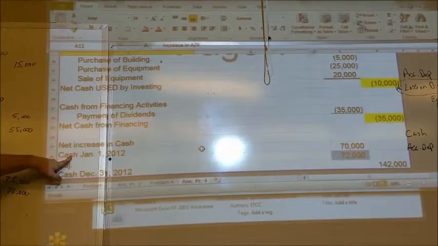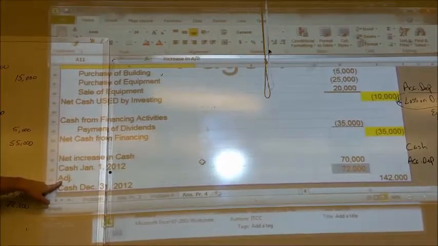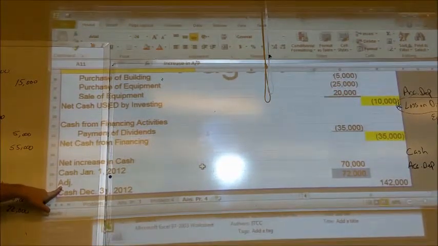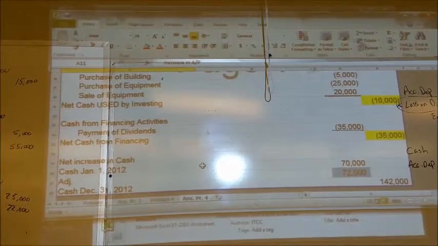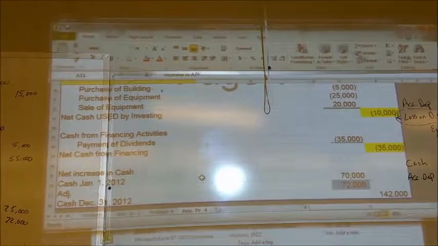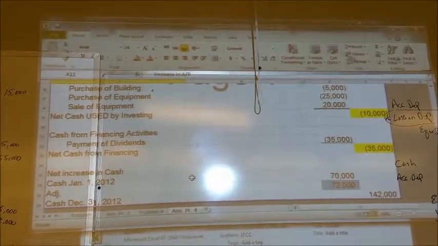Beginning cash, $70,000. Add up all of the yellows, all the totals. 72, those 2 added do equal my ending cash for the year of $142,000.